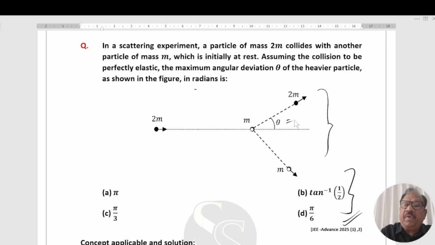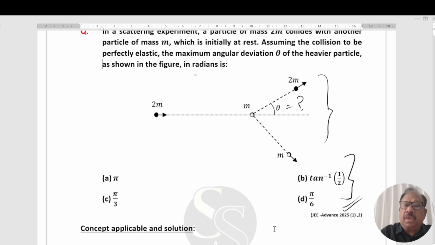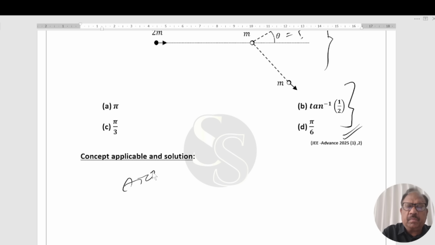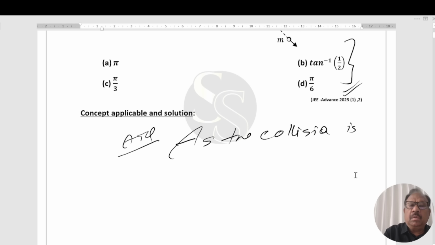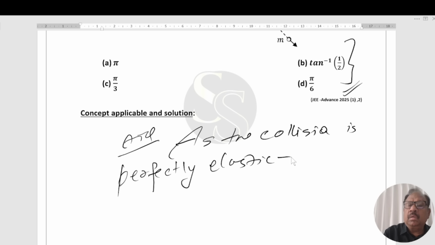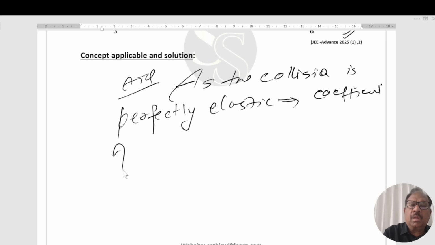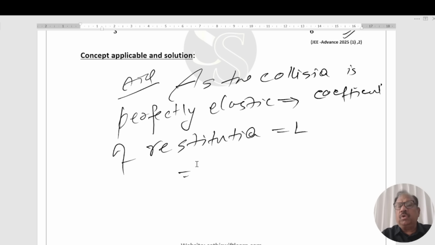We have to find this out. Initially this is at rest. As according to the question, as the collision is perfectly elastic, it means the coefficient of restitution equals 1. What is the coefficient of restitution?